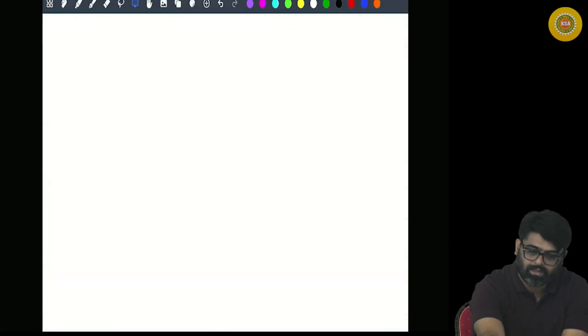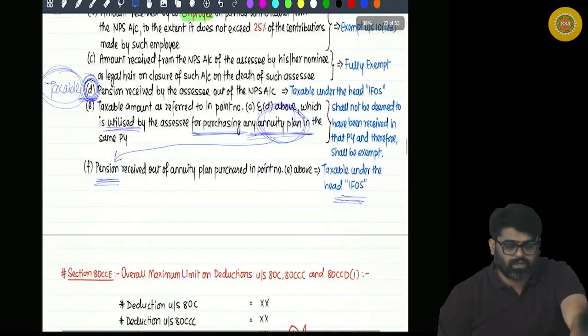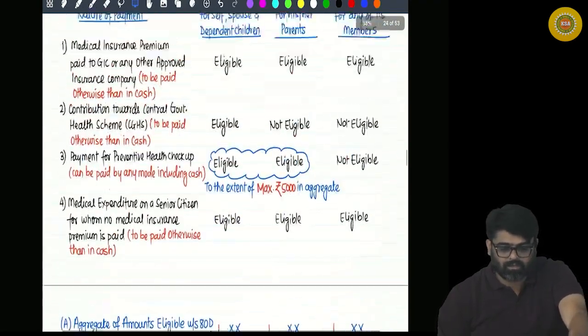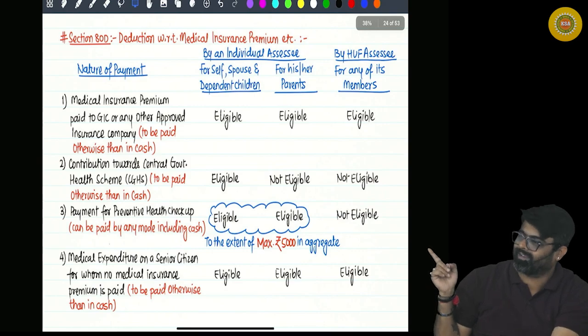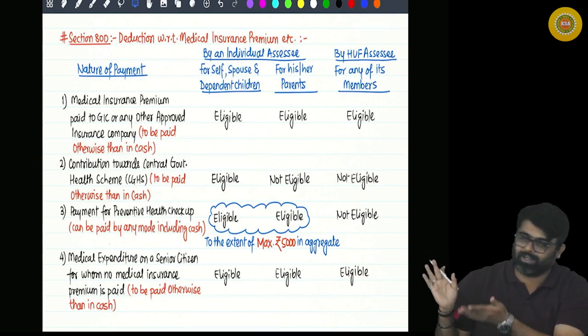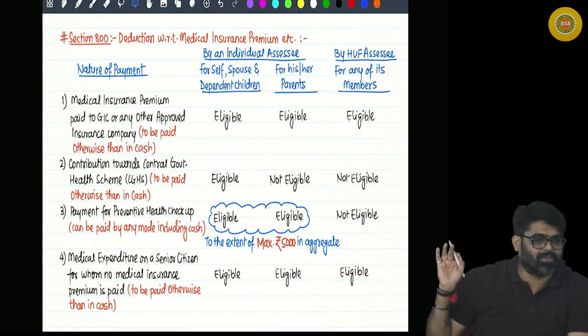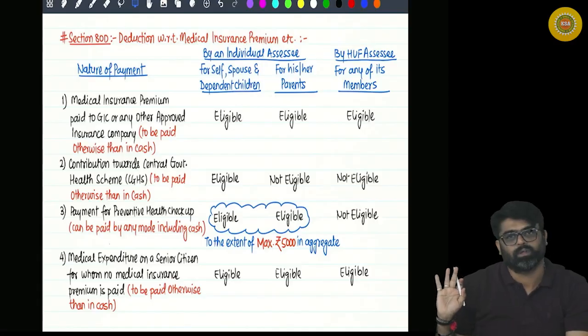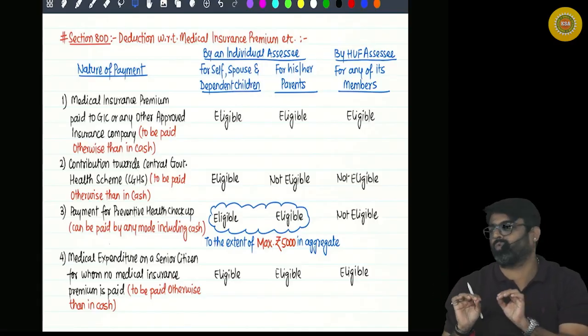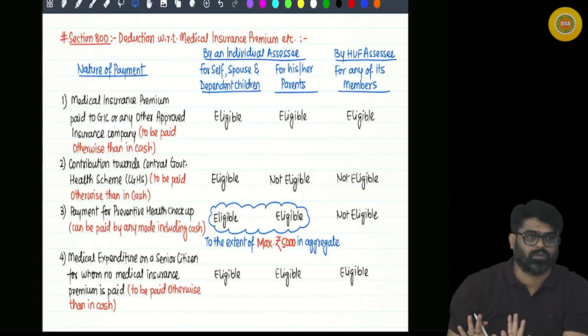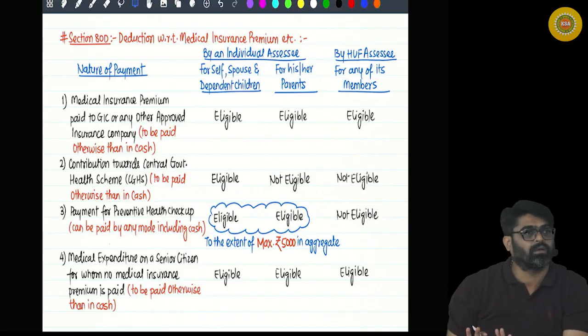Don't worry, madam. See, 80D. No need to take the photographs also. Everything is there in my notes. Getting my point? You just have to go through them once. Okay? Should I move ahead?